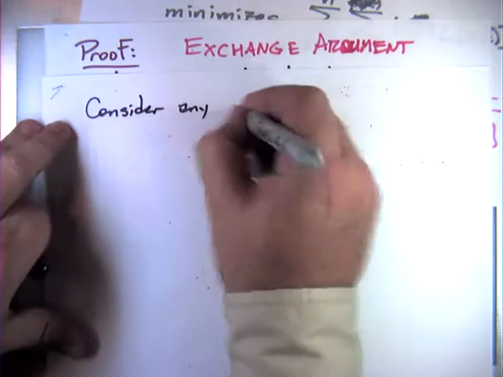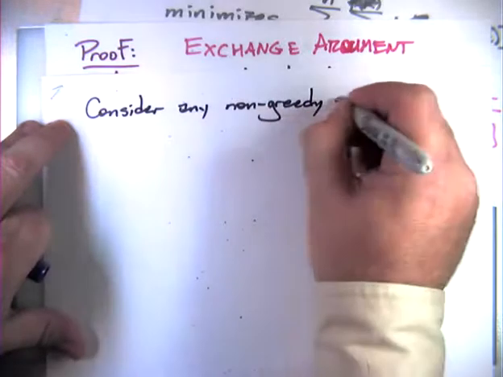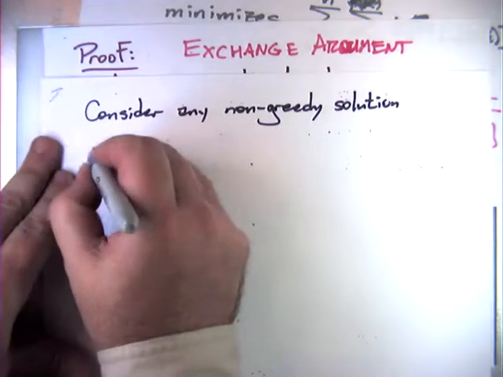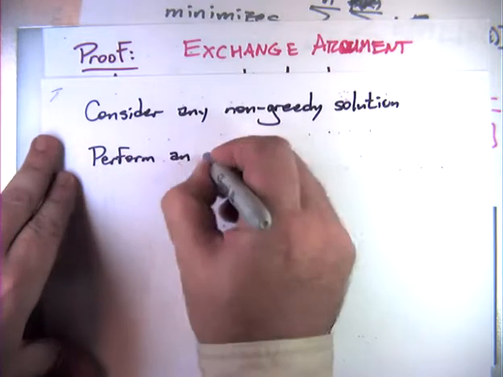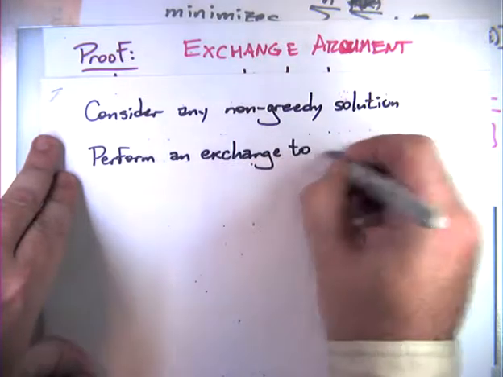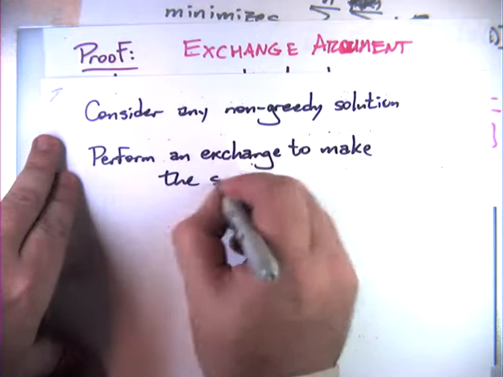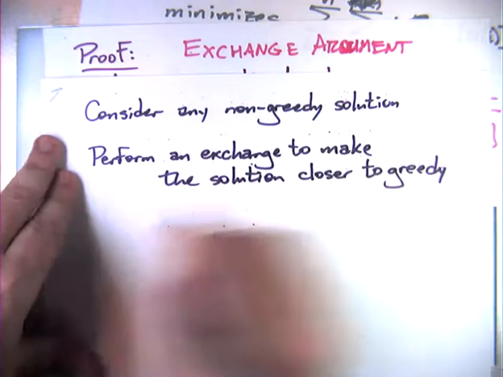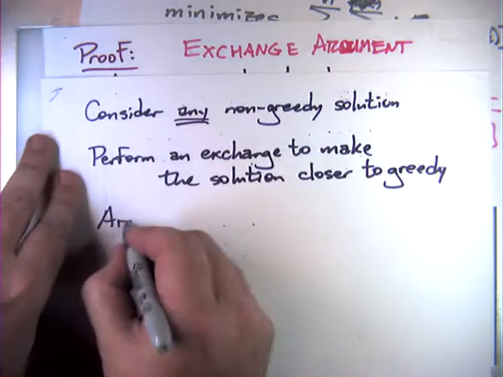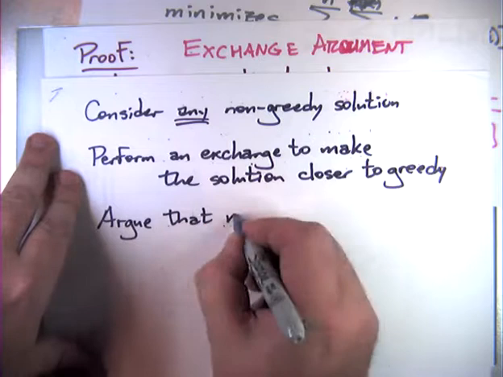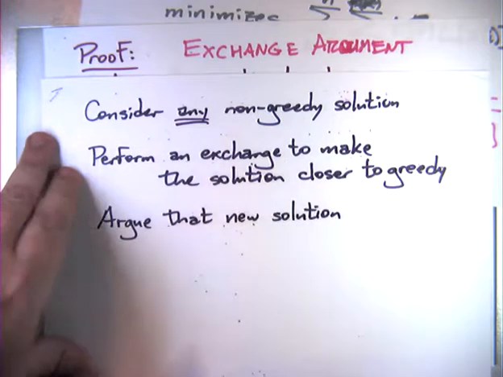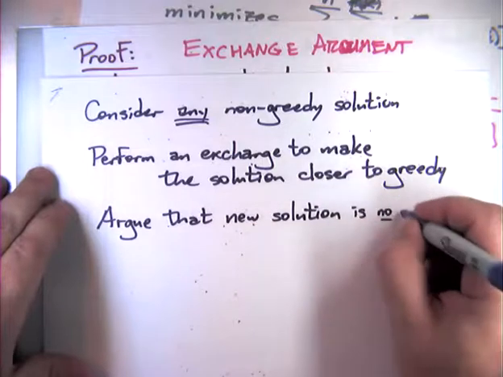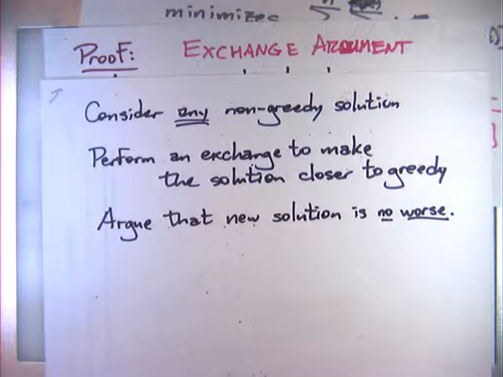Okay. So again, at a very high level, consider any non-greedy solution. In this case, a solution means a permutation of the files. We'll perform an exchange to make the solution look more greedy. And finally, and here I really mean argue, finally argue that the new solution that you get after doing the exchange is better. Now the way it happened in this particular case, the new solution was better, but in fact, it's enough just to prove that the new solution is no worse.